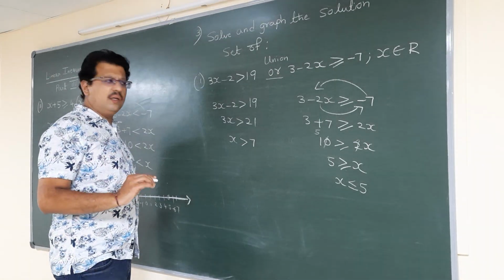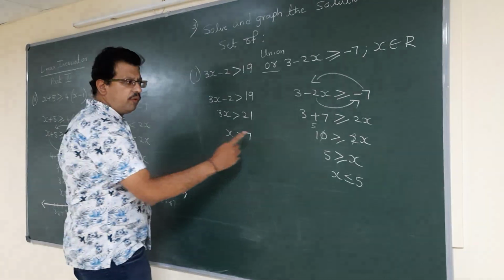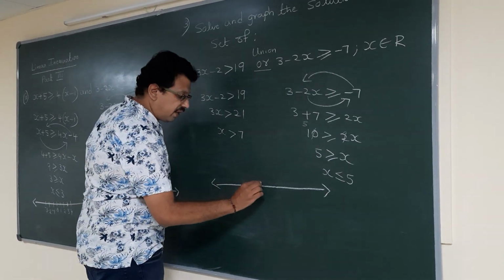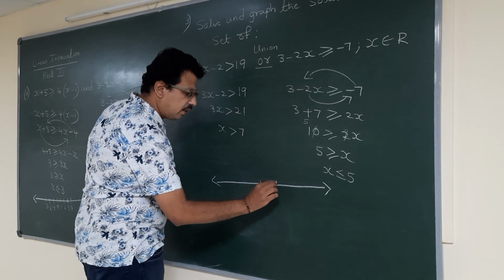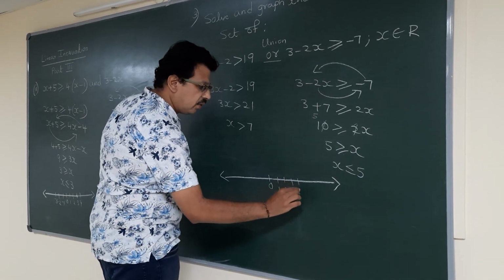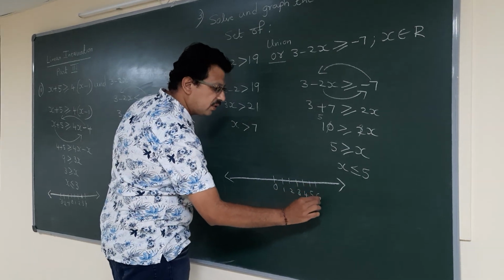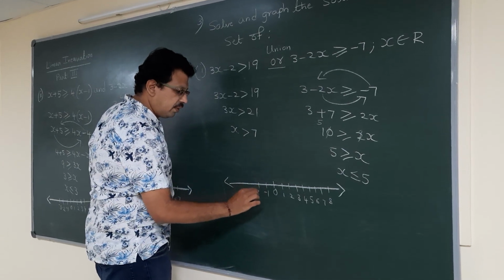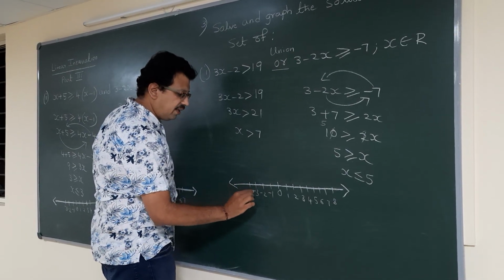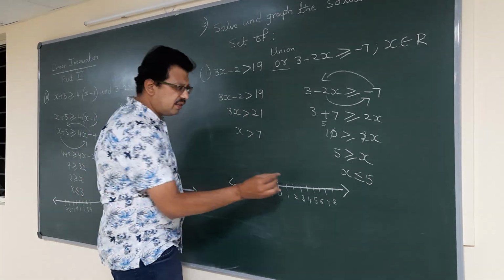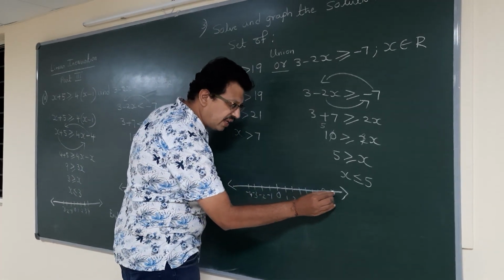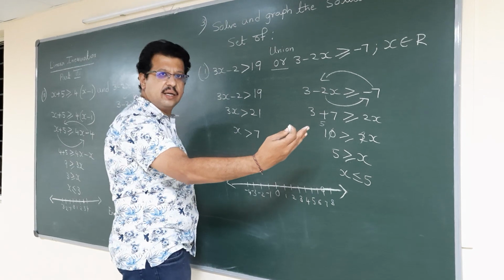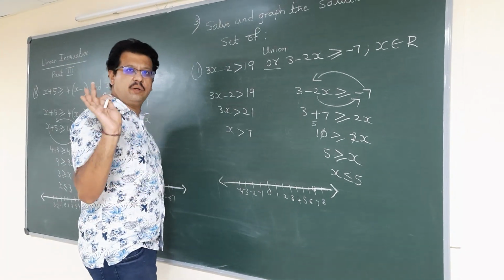I can write in one single number line, children, for both the inequations, because we have to combine. So what you can write here, 0, 1, 2, 3, 4, 5, 6, 7, 8, and this is minus 1, minus 2, minus 3, minus 4. x is greater than 7 means you should take to the right side. See, greater means always right side. Less means always left side. That is very important rule.